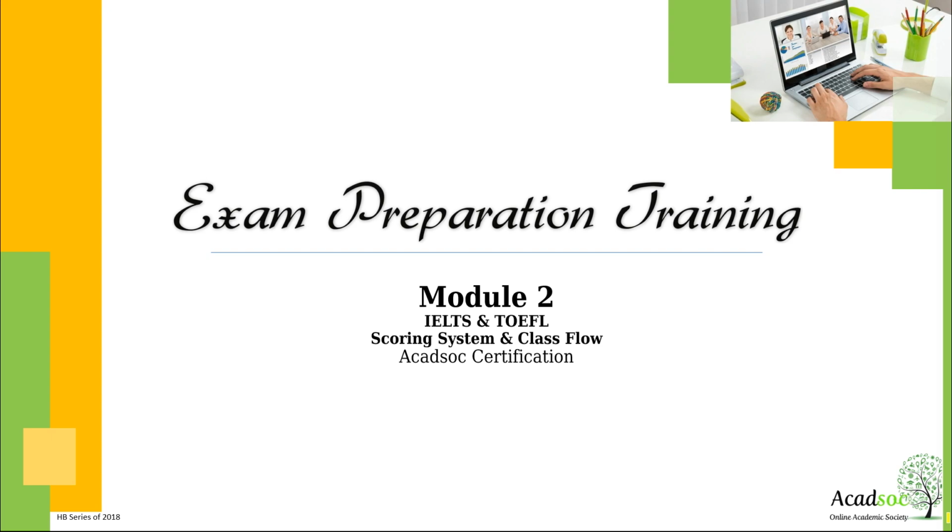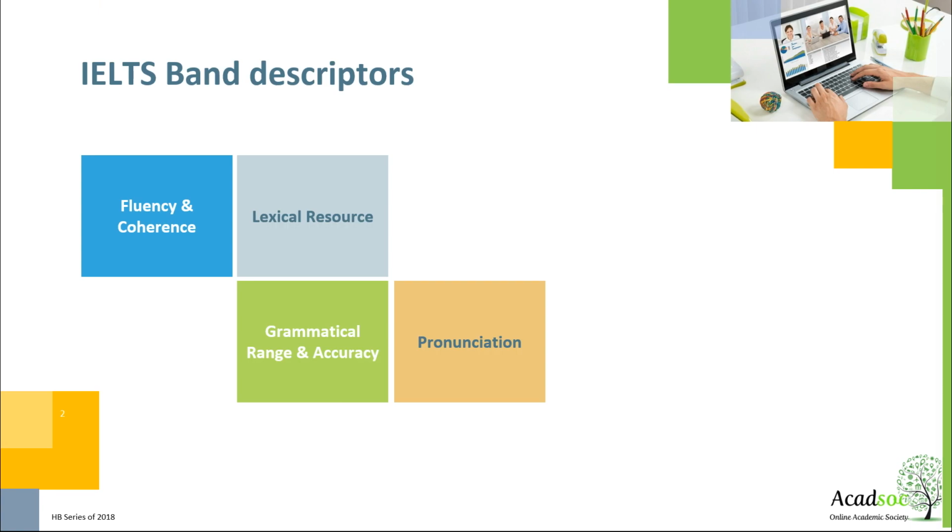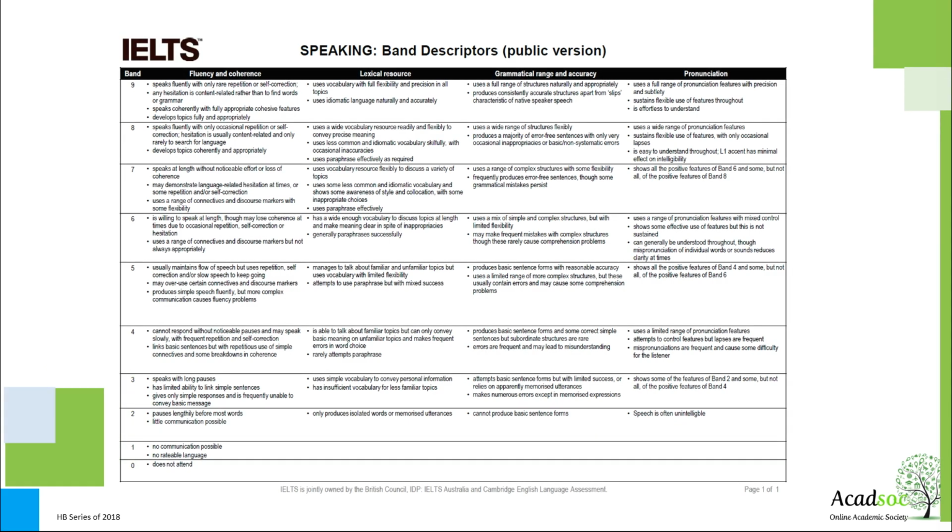Now, let's start with IELTS speaking test. We have to assess our students' performance throughout the speaking test. They will be marked on the four criteria of the IELTS speaking test band descriptors. We have here fluency and coherence, lexical resource, grammatical range and accuracy, and pronunciation. The scores will be based on these IELTS band descriptors. As IELTS teachers, we have to be familiar on what each band score means.